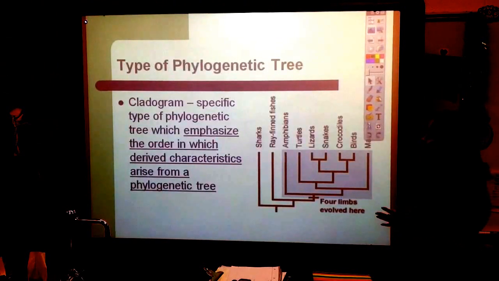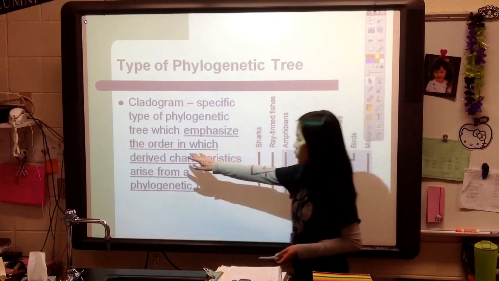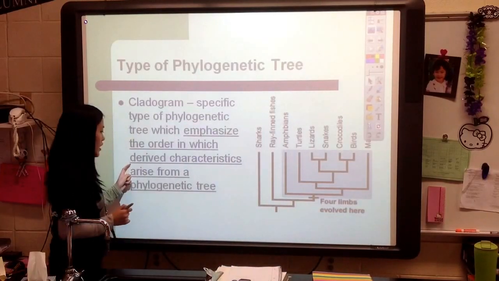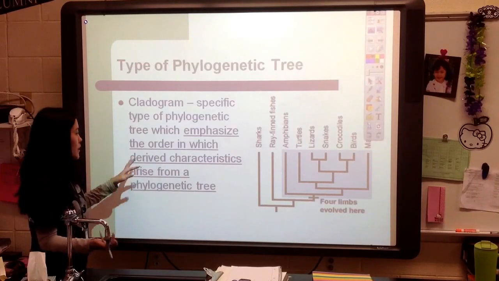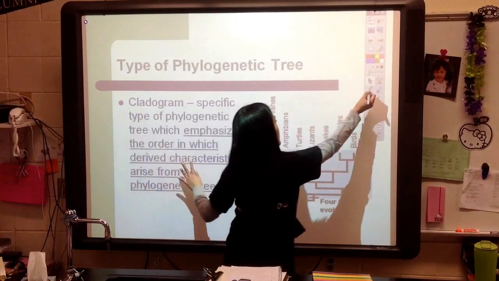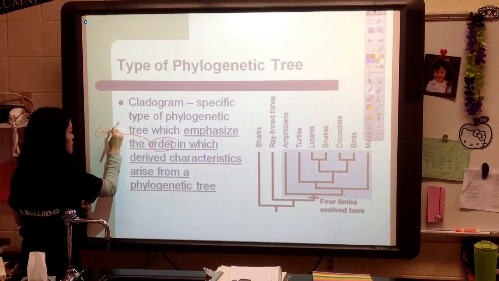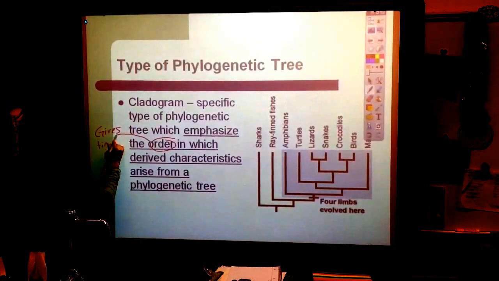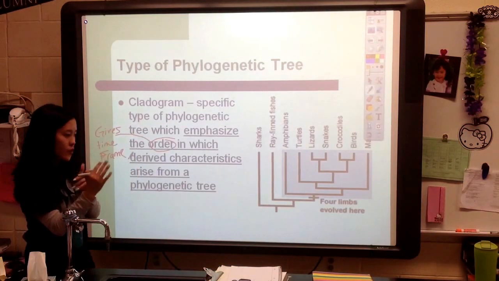Something that we have that's similar to a phylogenetic tree is a cladogram. It's a specific type of cladogram that is actually going to emphasize the order in which the derived characteristics arise from a phylogenetic tree. What does that mean? The order is really giving us a time frame. So it gives a time frame.